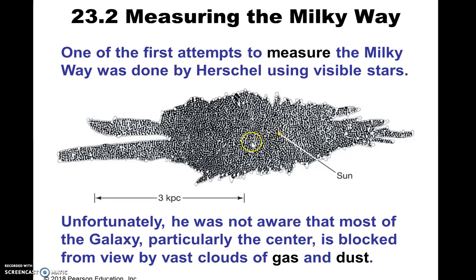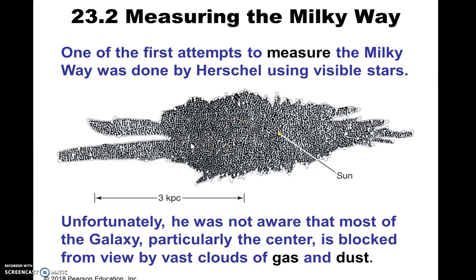The other thing that he doesn't realize, and we've only known this for about 100 years or so, is that there's a great deal of gas and dust that obscures our view in certain directions, the directions where the main disk of the galaxy is from our vantage point. So this was Herschel about 200 years ago or so, maybe 250 years ago, and he came up with this picture.